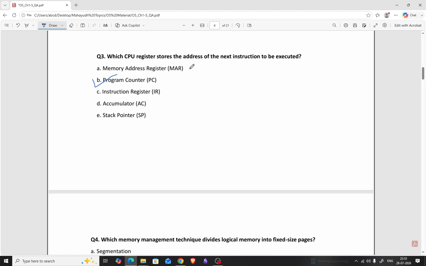In the program counter, only the next instruction address is stored. MAR stores the memory address being accessed. Program counter holds the next instruction to be executed. The instruction register stores the current instruction. The accumulator stores ALU operation results. SP points to the top of the stack.